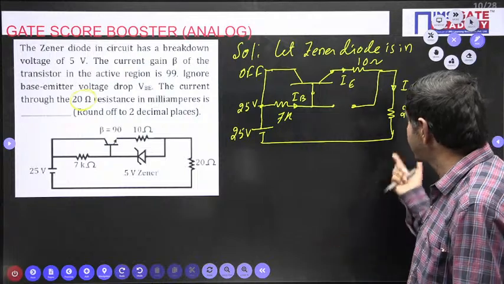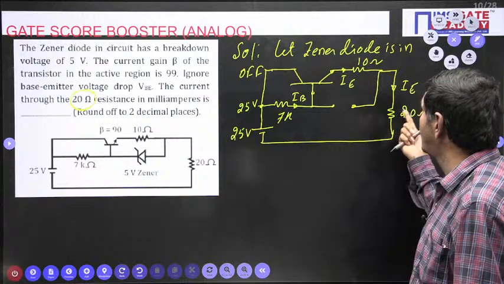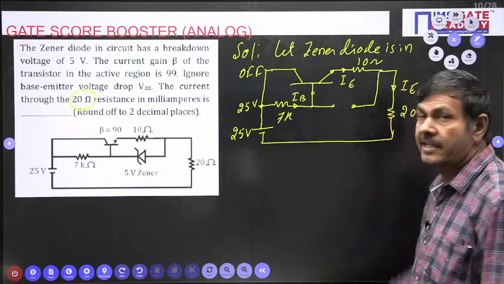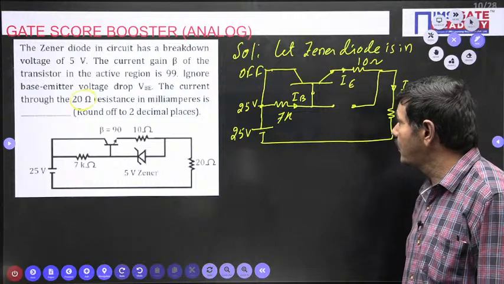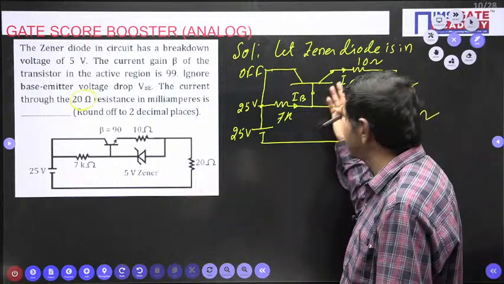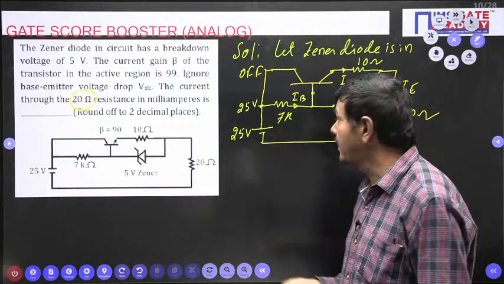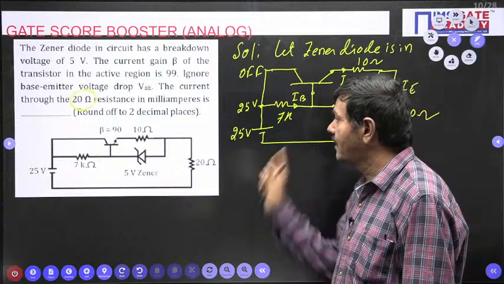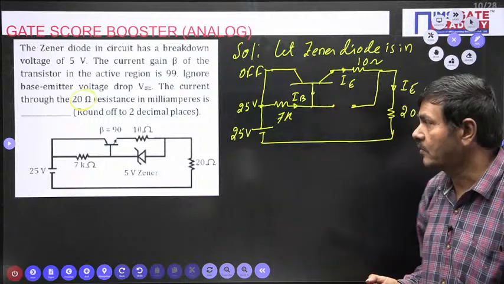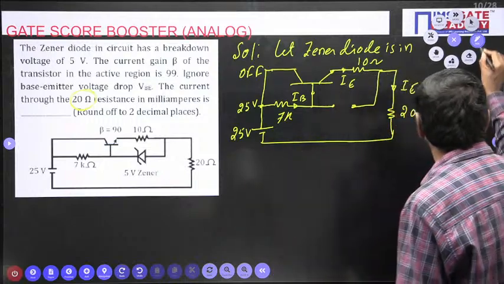But to know whether that IE is correct or wrong, you need to find the drop across this 10 ohm. If it is less than 5 volts, our assumption is correct. If it is greater than or equal to 5 volts, then our assumption is wrong. Understand now? We can check now.